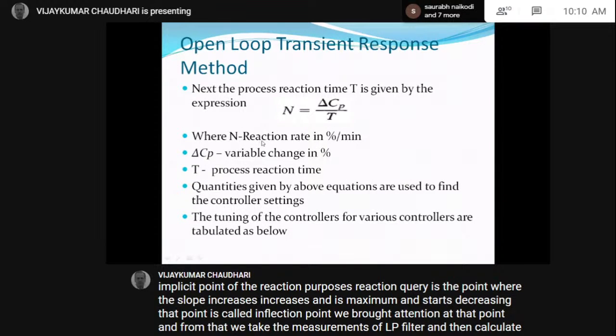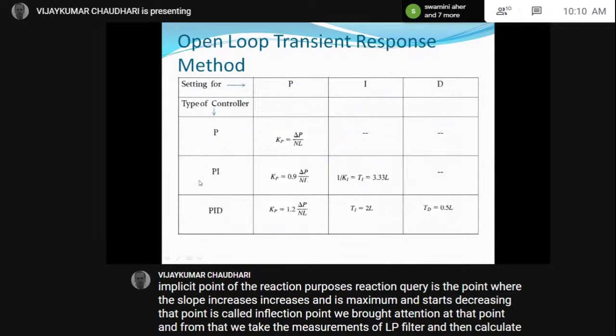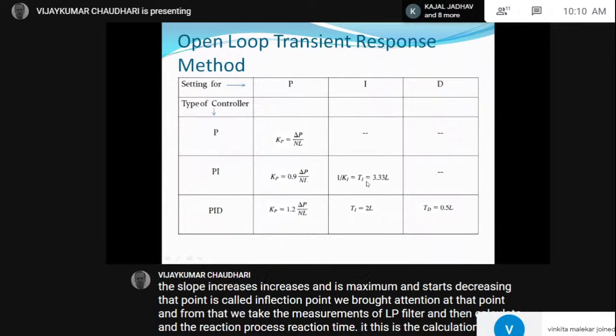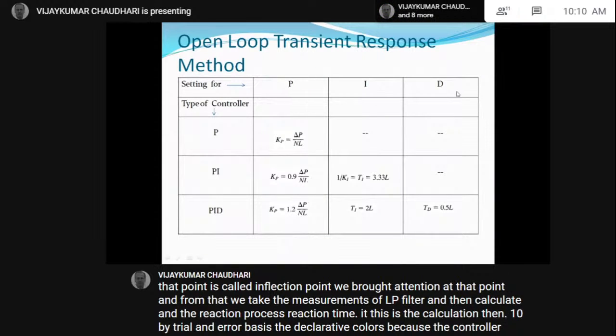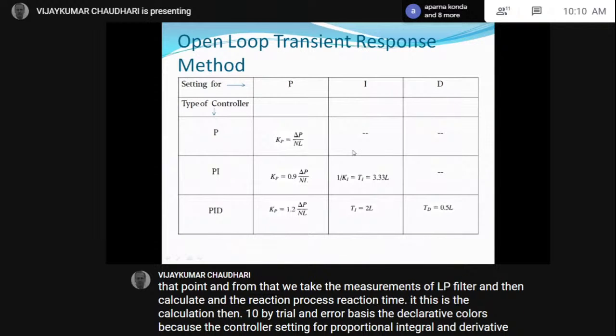Okay, so these are the calculations. Then, on a trial and error basis, Ziegler and Nichols gave the controller settings for proportional, integral, and derivative. These were the normal standard settings of a PID controller.